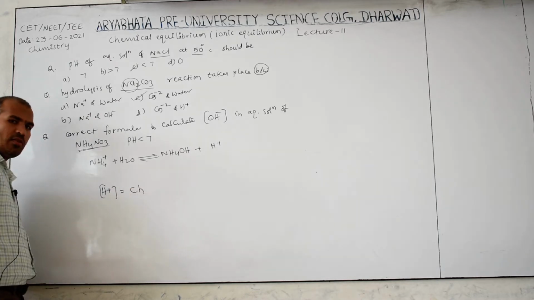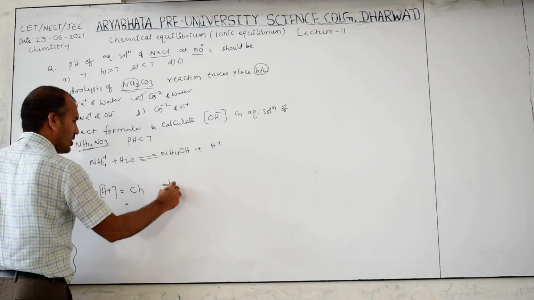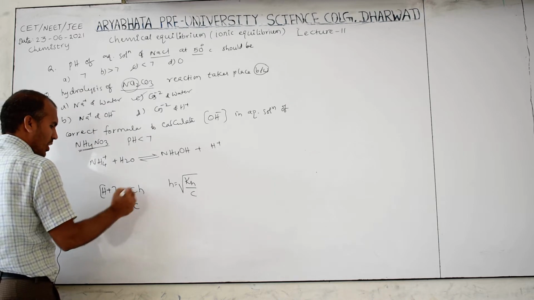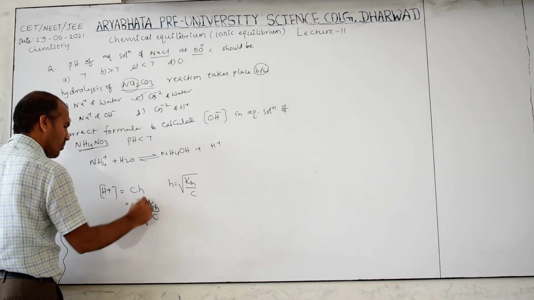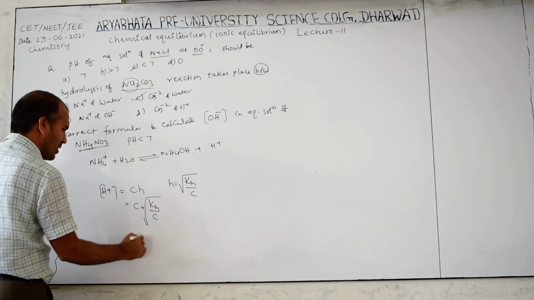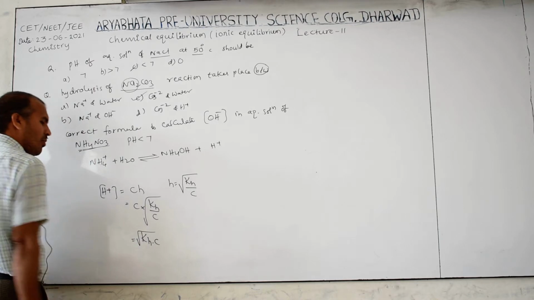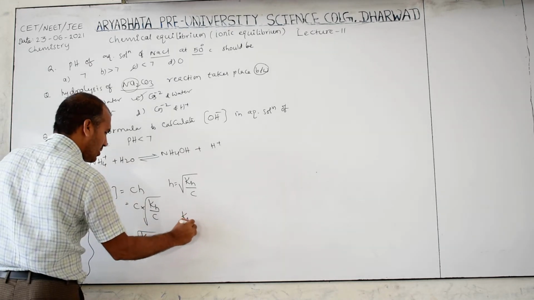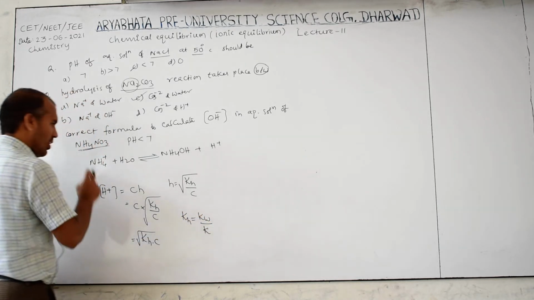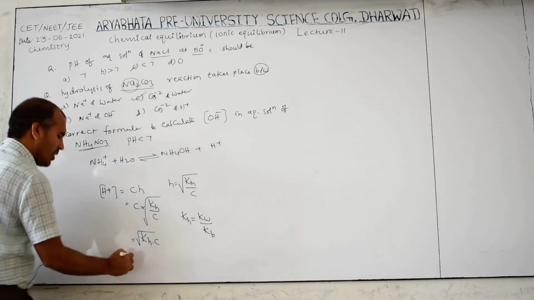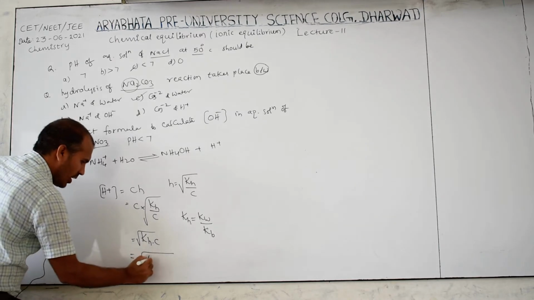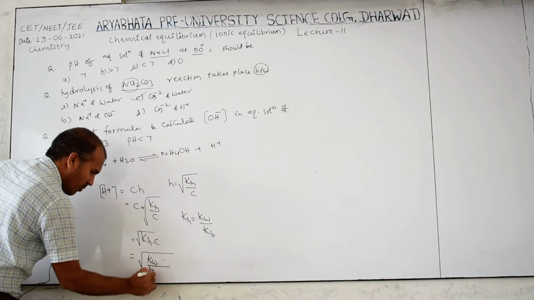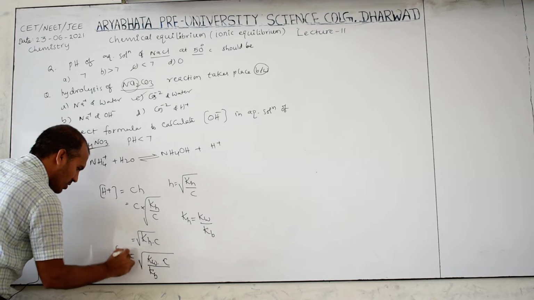Because it is an acidic solution, less than 7, the H plus ion concentration is equal to Ch. In the previous class I told you that h is equal to root of Kh by C. Therefore, C into Kh by C; one C cancels, then Kh into C. For a weak base strong acid salt, Kh is equal to Kw by Kb. Therefore, root of Kw by Kb into C. This is the H plus ion concentration.